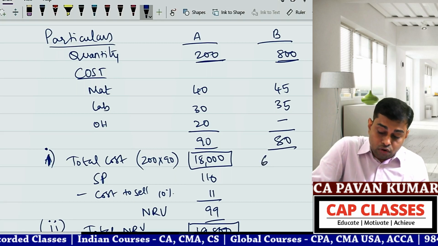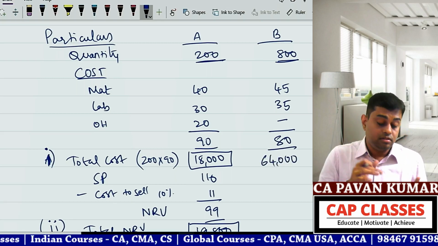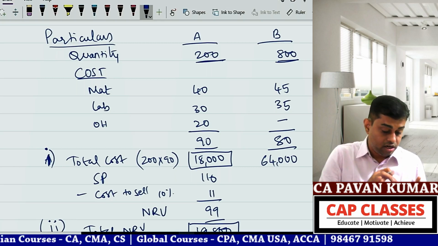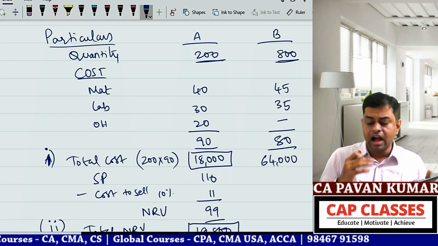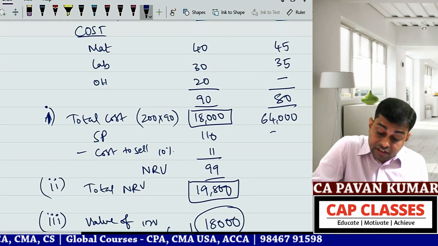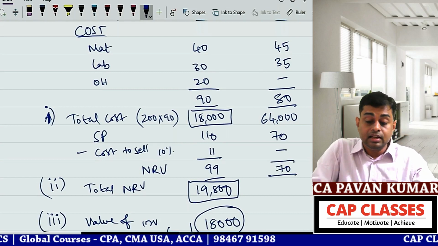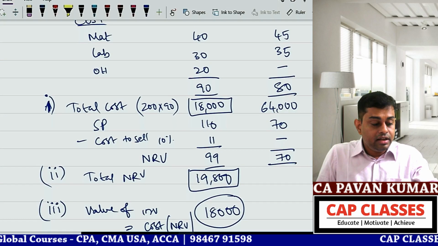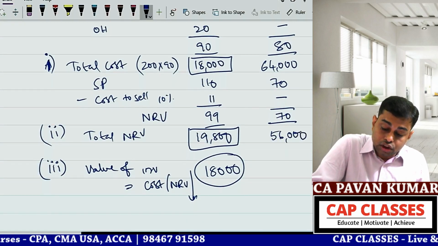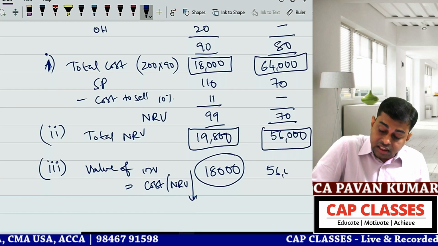So 80 into 800, how much? Is it 64,000? Why am I calculating everything without calculator? I have calculator. What to calculate? 800 into 80. Yes, 64,000. Correct. Then selling price they have given is 70 rupees, no expenses. So net realizable value 70. 800 into 70, 56,000. So this or this, whichever is lower, is 56,000.